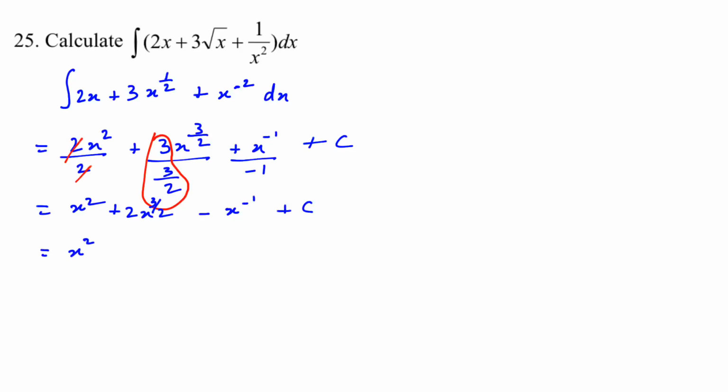Just let me write down clearly here. 2x, 3 over 2, negative. We will make this into 1 over x plus c.